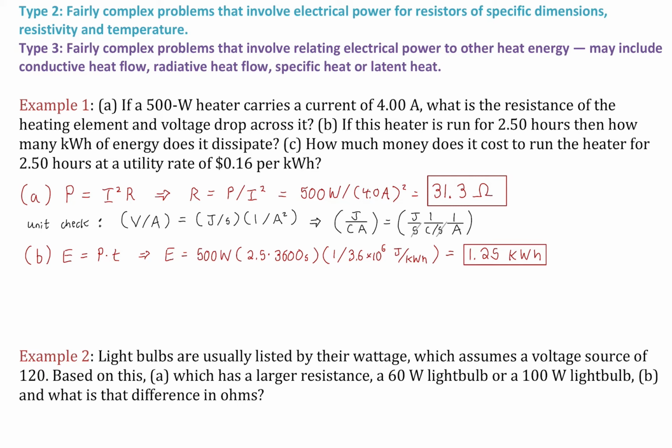Okay? All right. Now, part C, how much does it cost? Okay? Well, the cost is 16 cents per kilowatt hour. And if I am using 1.25 kilowatt hours, well, that's just 20 cents. Okay? This is 1.25 of that rate. All right? So you pay 20 cents to run this heater for 2.5 hours.